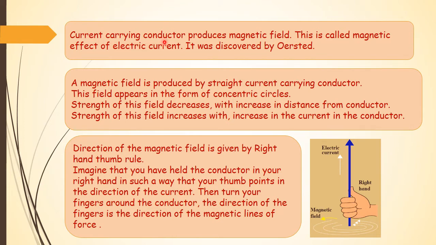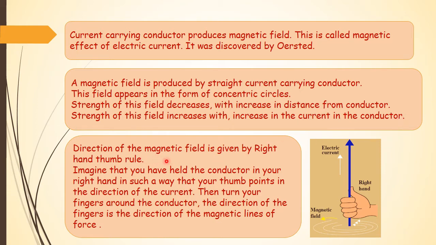Current carrying conductor produces magnetic field. This is called magnetic effect of electric current. It was discovered by Ørsted. A magnetic field is produced by a straight current carrying conductor. This field appears in the form of concentric circles. Strength of this field decreases with increase in distance from conductor. Strength of this field increases with increase in the current in the conductor.